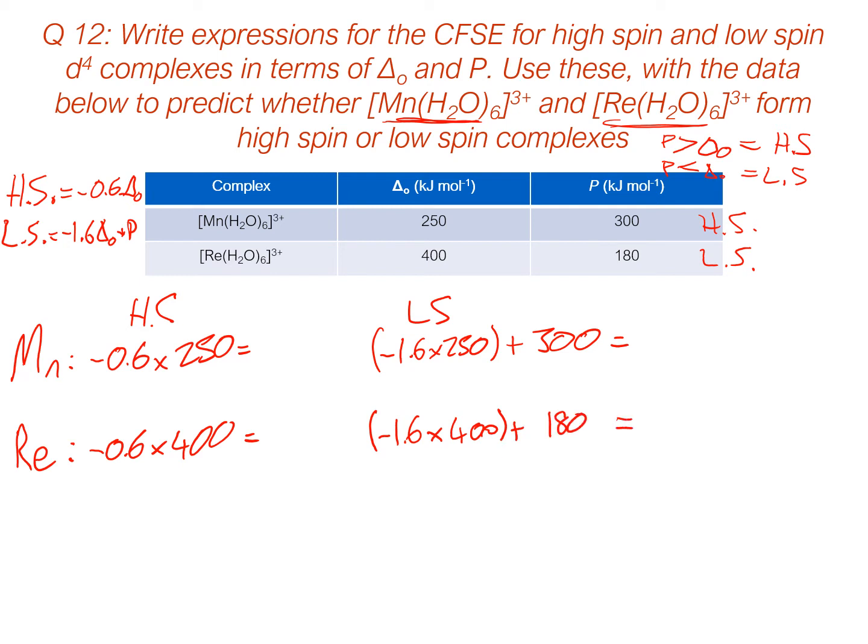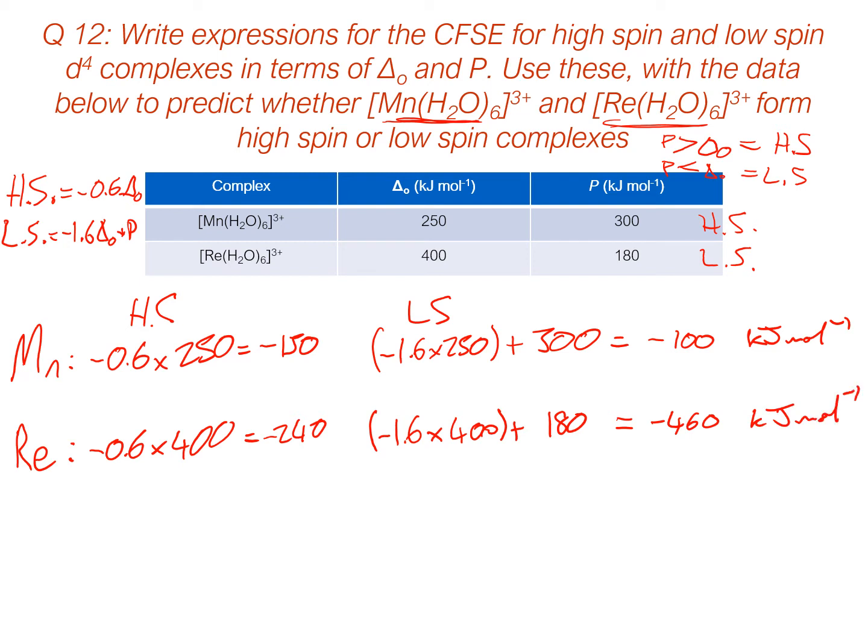Now, if you get out your calculator to do these, I already have them on a piece of paper next to me, so I don't spend ages doing it. You get values of 150 and so minus 150 and minus 100. Remember, these are all in kilojoules per mole. And for rhenium, minus 240 and minus 460 kilojoules per mole.